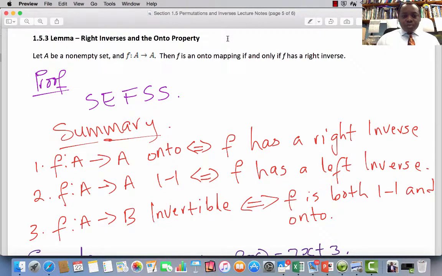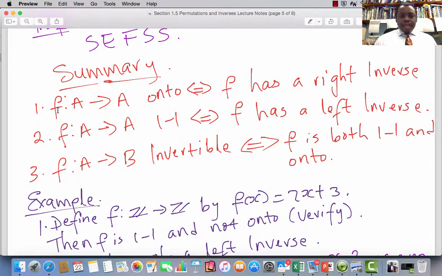I want us to summarize what we have so far. Number one, f from A to A is onto if and only if f has a right inverse. F from A to A is 1 to 1 if and only if f has a left inverse. We did see back in sections 1.2 and 1.3 that f from A to B, B does not have to be equal to A, is invertible if and only if f is both 1 to 1 and onto.